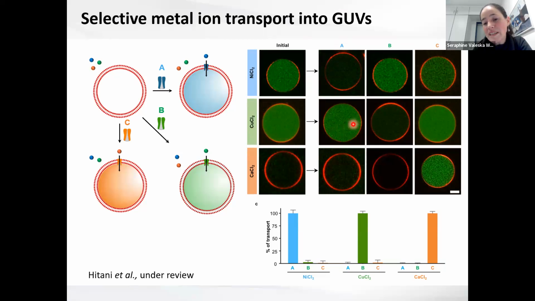Then we can use the other ionophores to actually induce transport of different metal ions. So ionophore B, as you can see, selectively transports copper, and ionophore C selectively transports calcium. Here you should just note that initially the fluorescence is off, and upon transport of calcium, there's an increase in fluorescence. And if you analyze this, you can see that each ionophore only transports its cognate metal ion, but not the others.